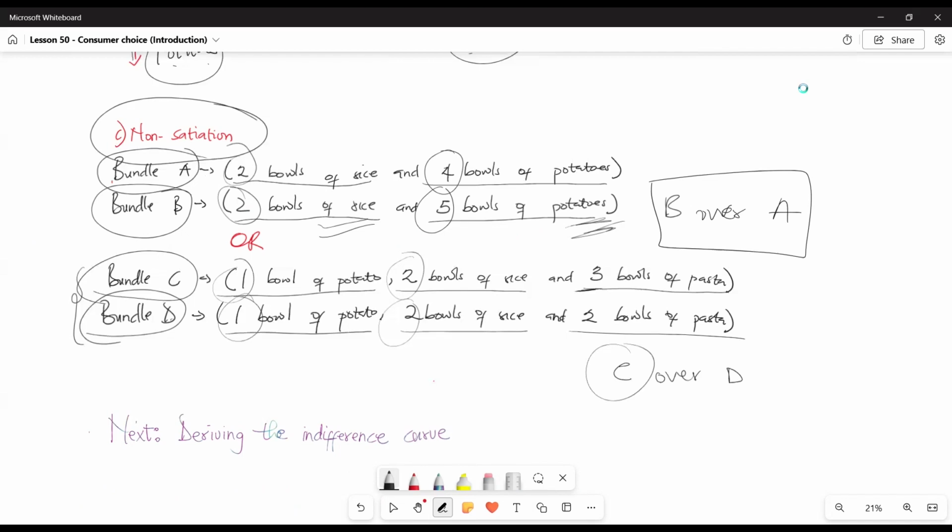So these are the 3 assumptions that we'll be starting with. There are many other assumptions, but we'll focus on these 3 for now, and then we'll be introducing the rest of the assumptions as we progress in this lesson. This is all that we have today on the introduction of consumer choice. Our next lesson will be on deriving the indifference curve.